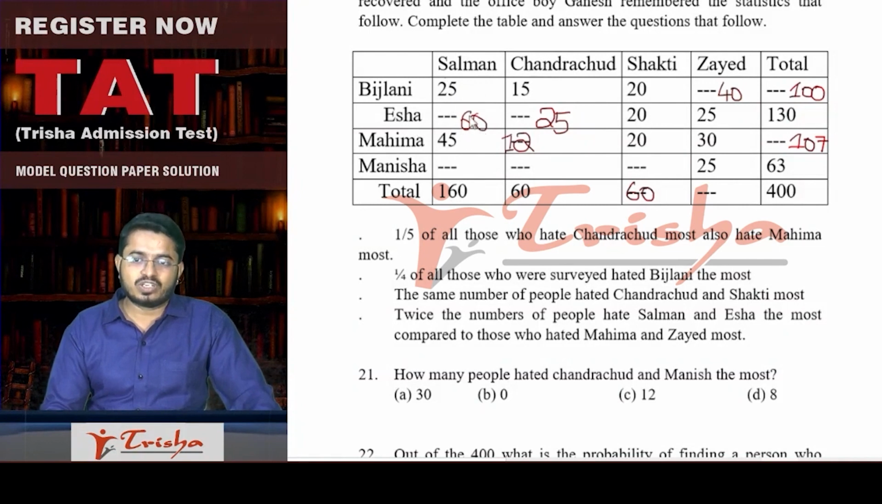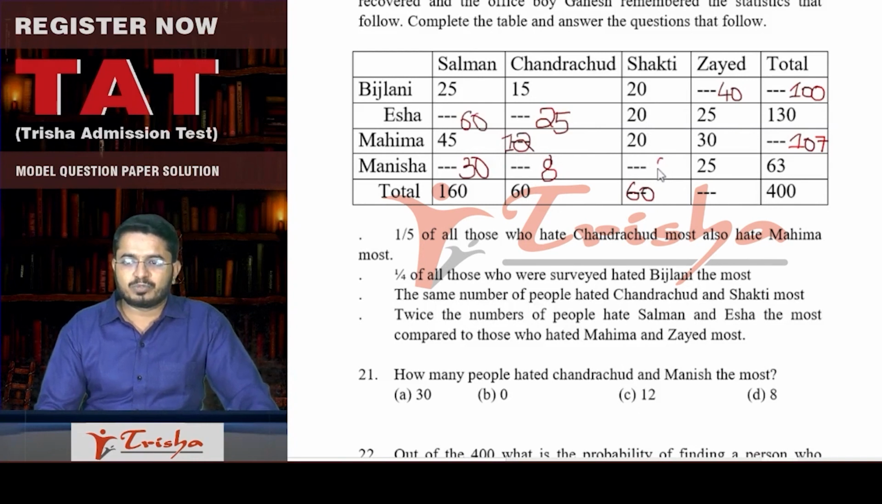So the total of these three numbers is 130. The actual total is 160. So this should be 30, correct? Yes. 15 plus 25, 40, plus 12, 52. The total should be 60. You have only 52 till here. So it is 8, correct? 20 plus 20 plus 20, 60 as it is. So you need not write anything here. If you want, you can put a 0 there. So nobody hates Manisha and Shakti together.